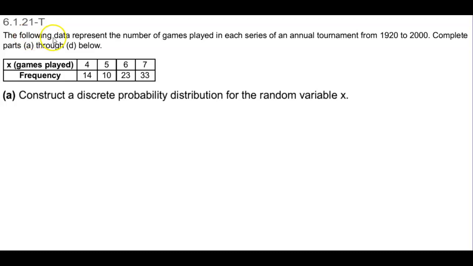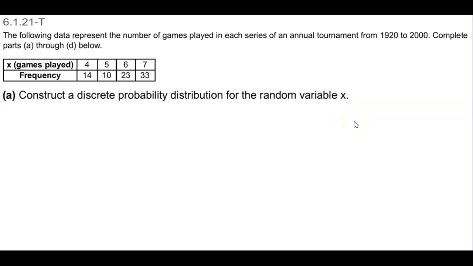6.1.21-T. The following data represent the number of games played in each series of an annual tournament from 1920 to 2000. We want to complete parts A through D below. Here we have X games played, 4, 5, 6, and 7. The frequency for when 4 games are played is 14, for 5 is 10, 6 is 23, and 7 is 33. What we want to do is construct a discrete probability distribution for the random variable X.